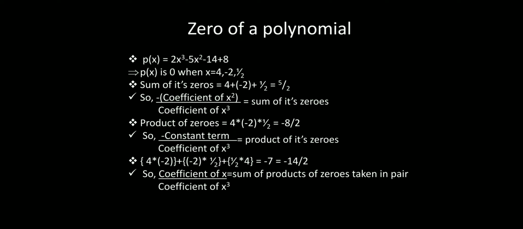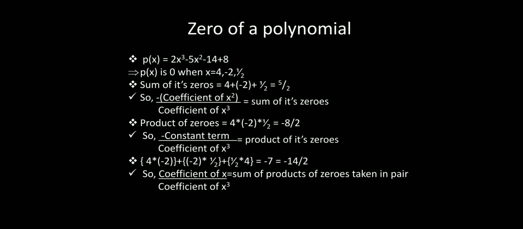Moving further, the sum of its zeros. What we got as the answer is 5 by 2, and can you say that 5 is the coefficient of x square and 2 is the coefficient of x cube? So if you divide the coefficient of x square by the coefficient of x cube, you will get minus 5 by 2 actually, and then multiplied with minus, you will get 5 by 2. So with this example we concluded a formula which is like this.